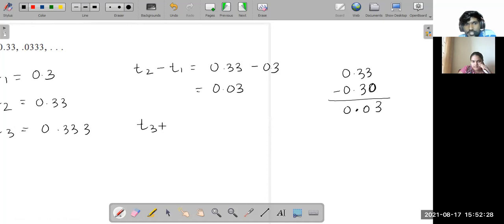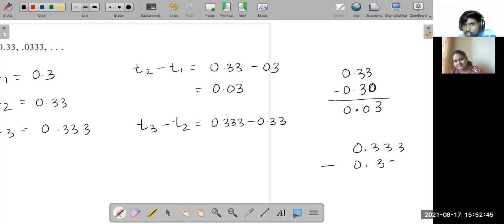Similarly, you do T3 minus T2. That is 0.333 minus 0.33. Same way, 0.333 minus 0.33. Here below nothing is there, you put a 0. 3 minus 0 is 3. Can you put a 0 like that? Yes, you can, because there is a decimal point. 3 minus 3, 0. 3 minus 3, 0. 0 minus 0, 0. So here the answer is 0.003.